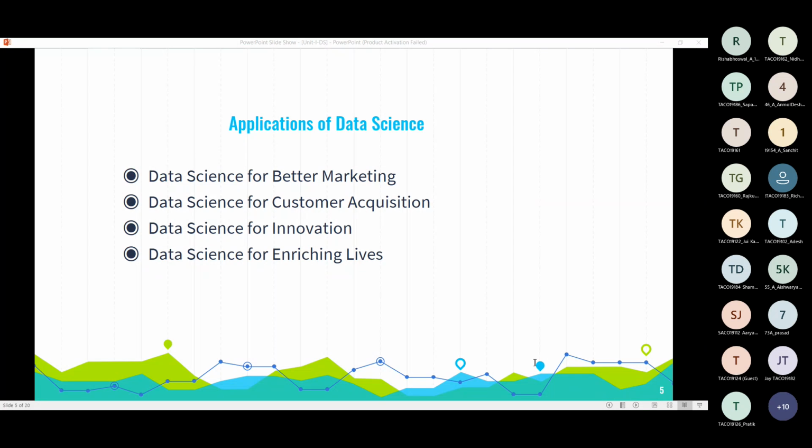So lastly, as I said, data science has made our life more simplified, more simpler. So data science is for enriching our lives as well. The customer data is a key to making their lives better.